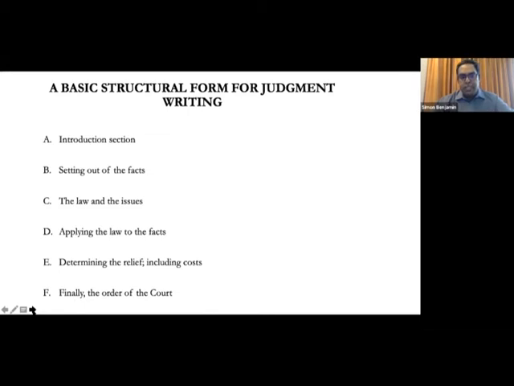So the basic structural form of the judgment writing would be in this manner, where you would have an introduction setting out the facts, the law and issues, applying the law to both sides of the facts, where you draw some quotes from the cross examination, and also distinguish why you are not accepting certain points. This is, I think, the place for the court to make up its mind when it's applying the law and the facts, to show what was argued.